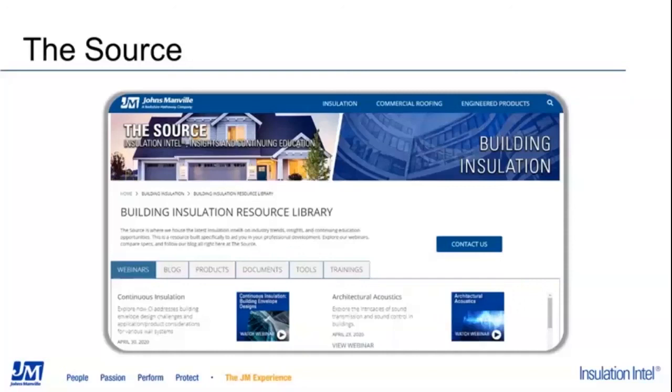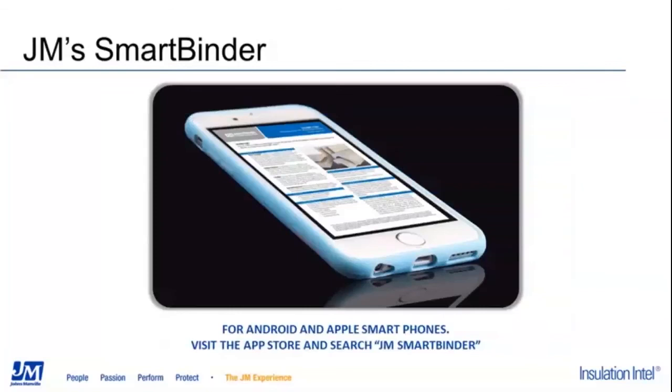The next tool I want to talk to you about is our SmartBinder, and this is a free app for Androids or smartphones. Basically you can download it and have immediate access to each of our documents, like our data sheets, our safety data sheets, just the pertinent information that you want to have for product specification right at your fingertips. This is a really handy tool, and you can find it in the Apple App Store or the Android App Store.